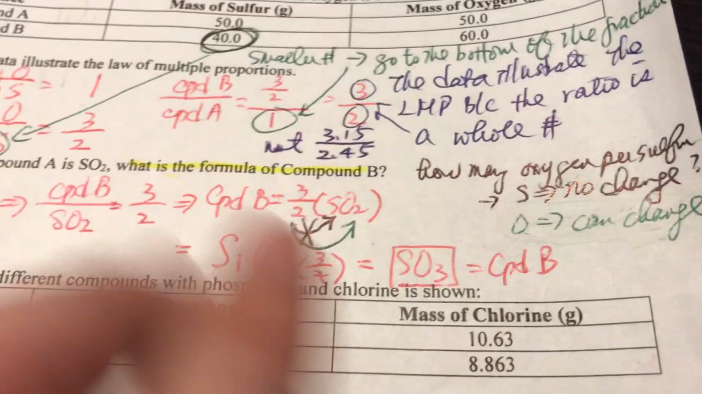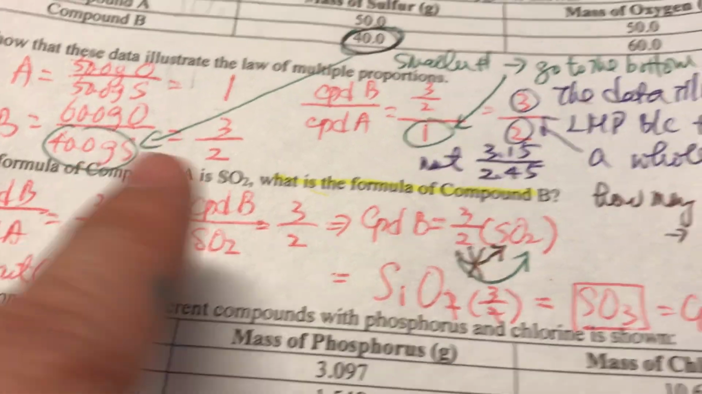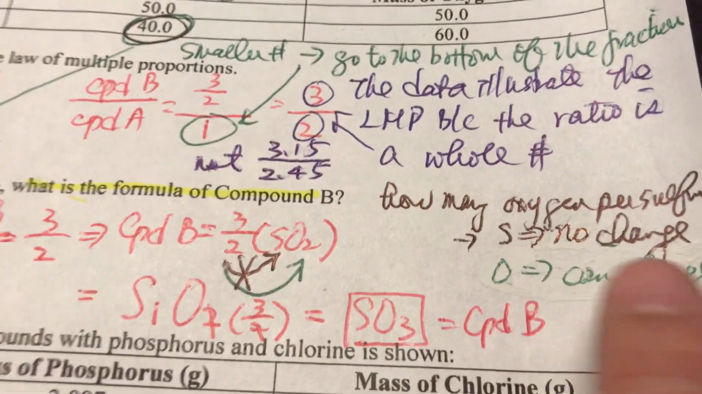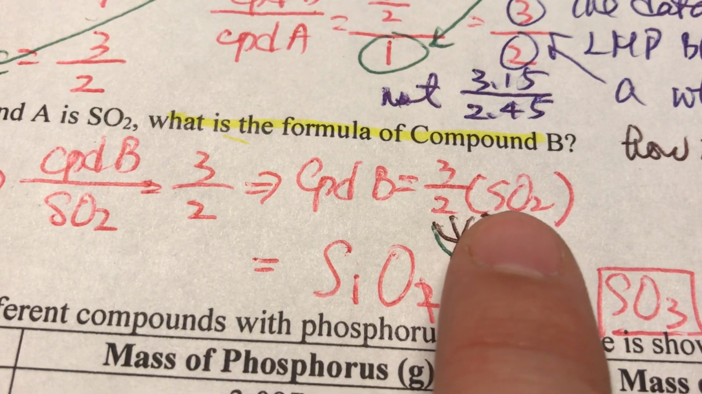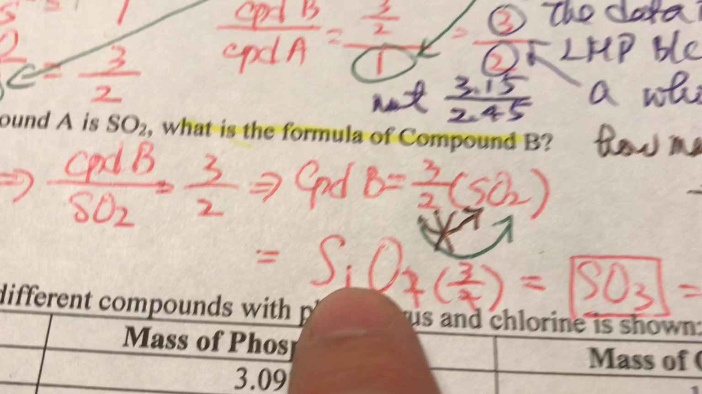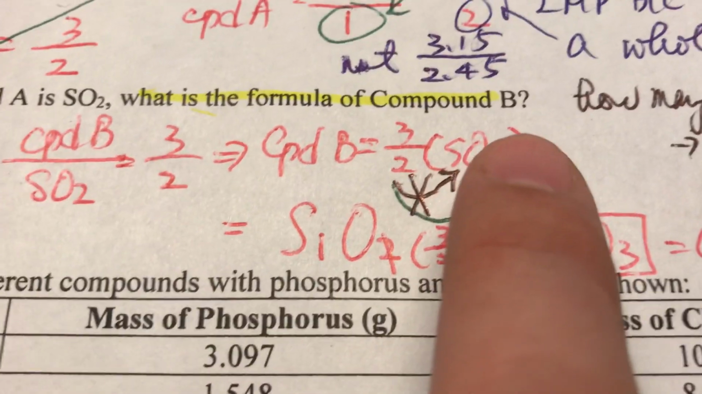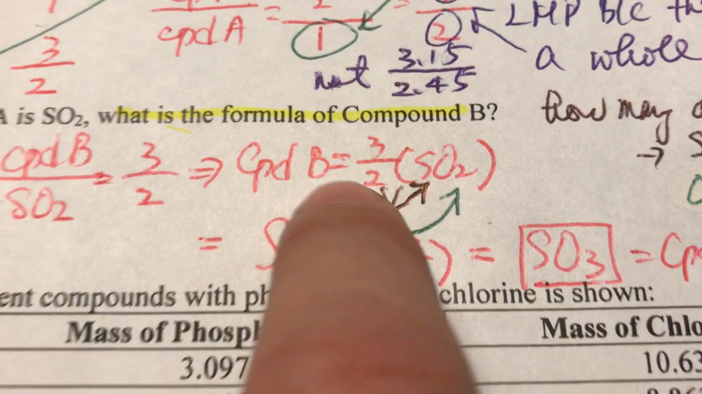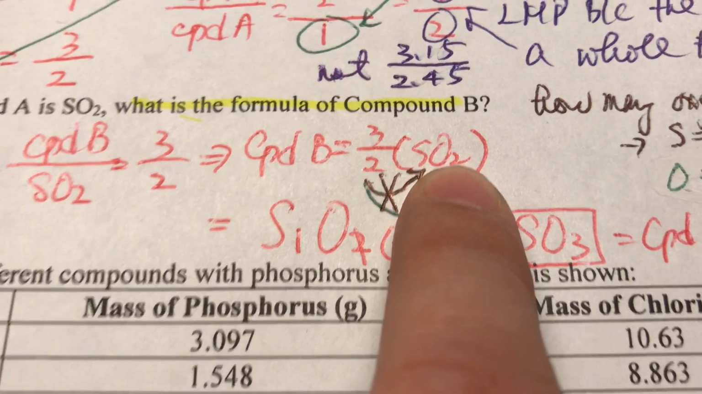Now because my S cannot be changed, right? Based on my S being on the bottom, having the definition per sulfur, S cannot be changed. And here the subscript for S is 1. Since S cannot be changed, it has to stay as whatever the subscript is. Here the subscript is 1, that would be 1. If the subscript is 2, that would be 2. So 3/2 cannot multiply to the subscript of S. It stays as it is.